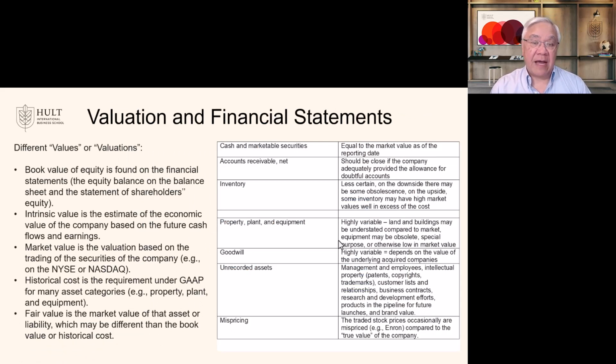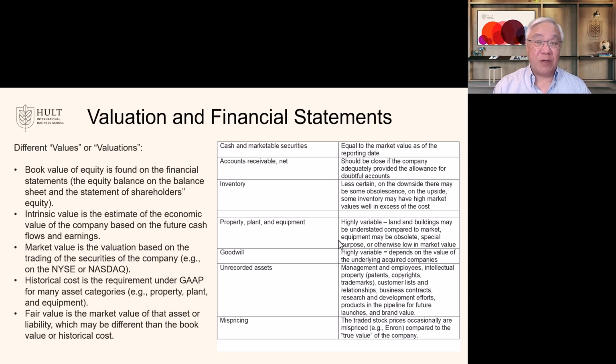Now, next topic is valuation and financial statements. What are these differences in values? First, let's make some observations. The book value of equity is found on financial statements as part of the balance sheet. Next, intrinsic value is the economic value of the company based on the future. Intrinsic versus the book are very different. Book value is a historical perspective. Intrinsic is a future perspective.